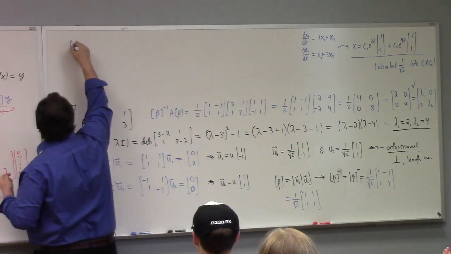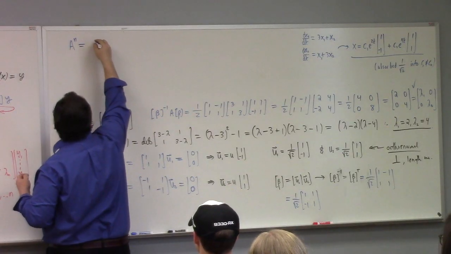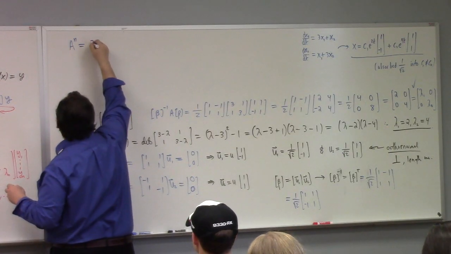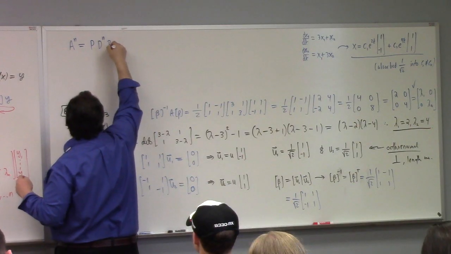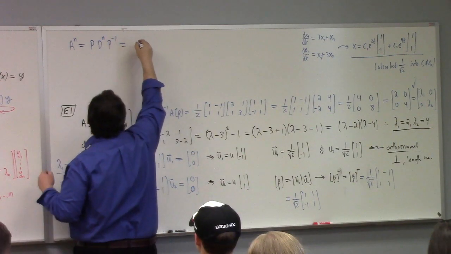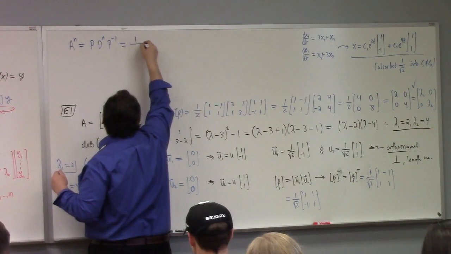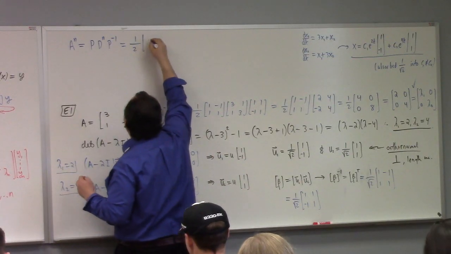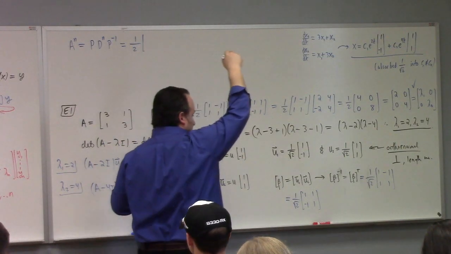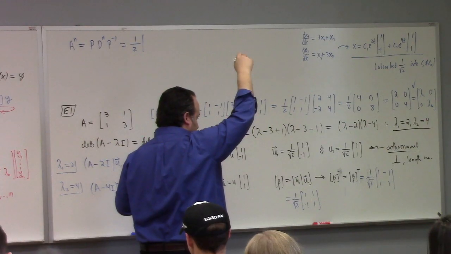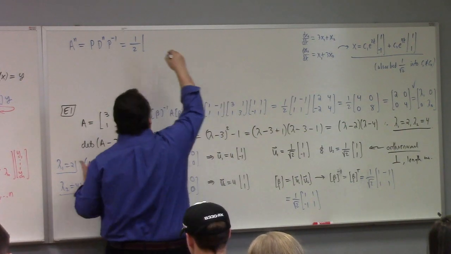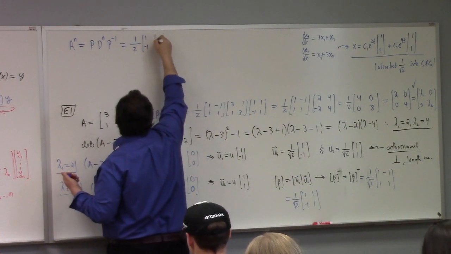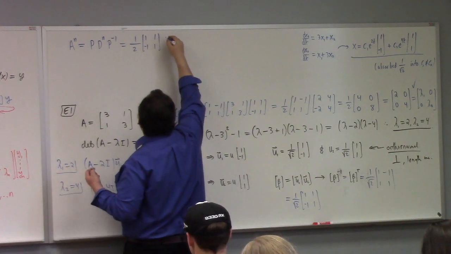A to the power n, we can get from what? We can get from P D to the n P inverse, which in this case is, like I'll factor out the half again, yeah? So I've got P, my basis matrix, which was 1, minus 1 for the first column, 1, 1 for the second column. D to the n is what?